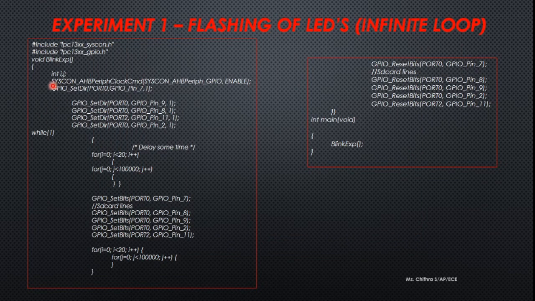So that is why we have this line, GPIO set direction. I'm setting the direction of the pins to be either input in nature or output in nature. And we're using a certain set of pins. These pins we can change.